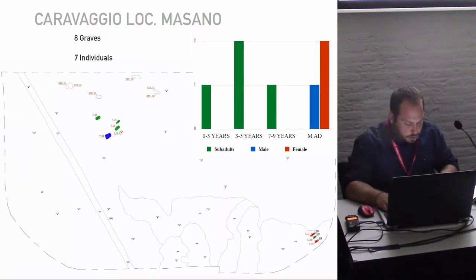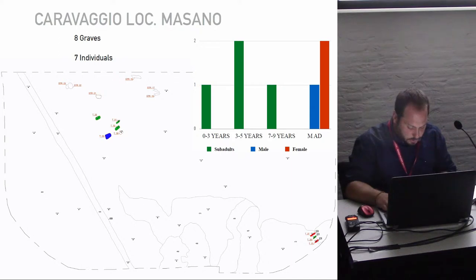Caravaggio località Masano is an early medieval cemetery consisting of 8 burials. The topography of the cemetery clearly showed a division of the graves into 2 groups. The first one includes the only male found in the cemetery, together with 3 subadults, and other graves probably related to the subadults, even if no skeletal remains were found inside. The second group consists of 2 women and 1 child. The area between the 2 groups was excavated, but no other graves were found.